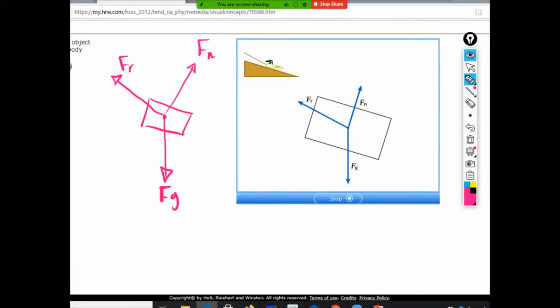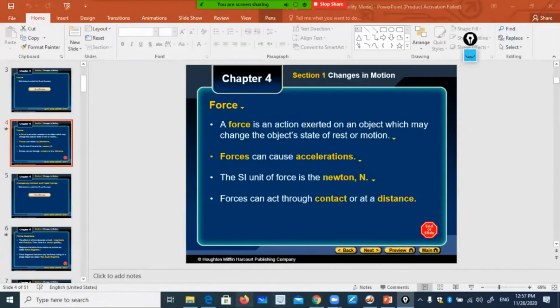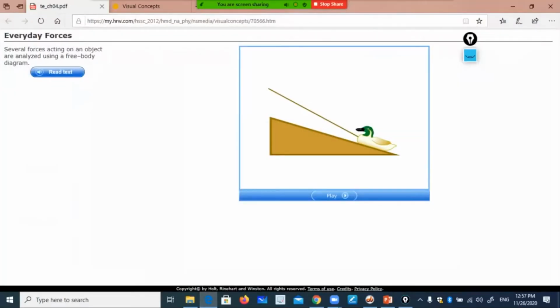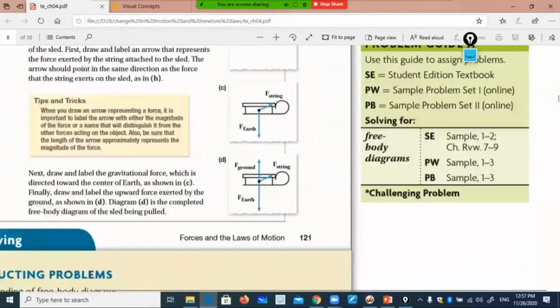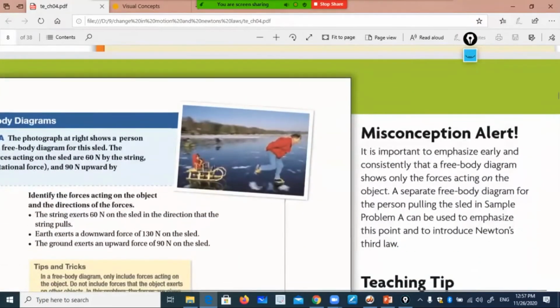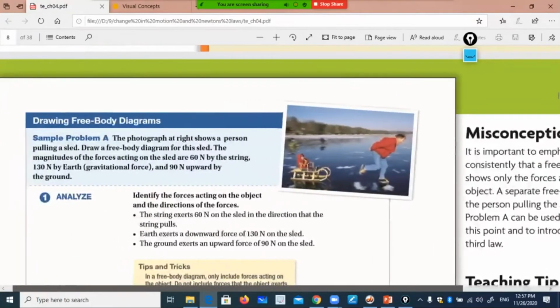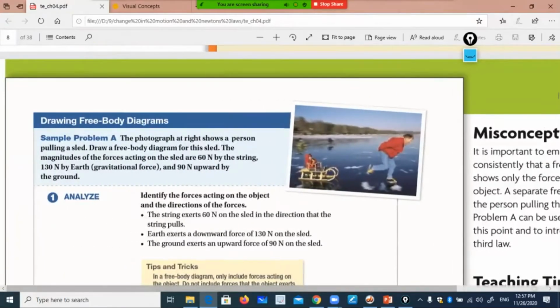I will explain another problem. Any question? Now from the book, page 121. If you want to open with me, I will draw this problem. Let's look over this problem. A photograph at right shows a person pulling a sled. Draw a free body diagram for this sled.